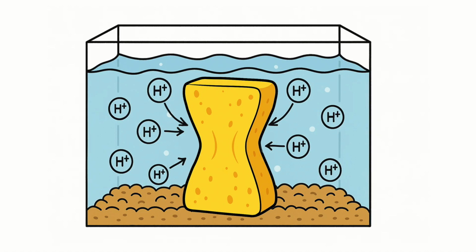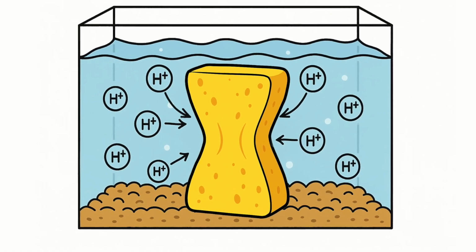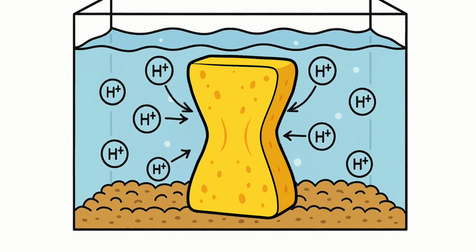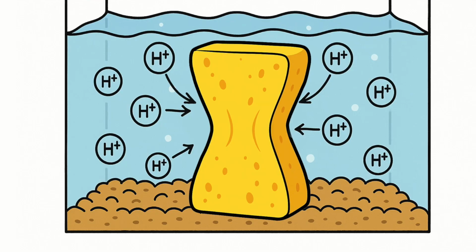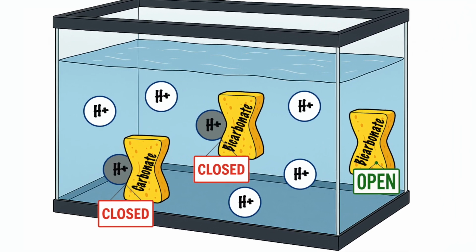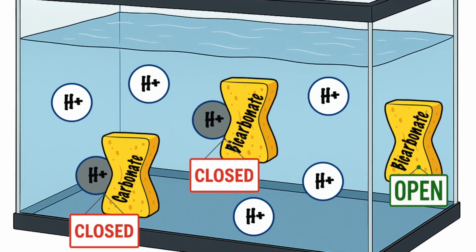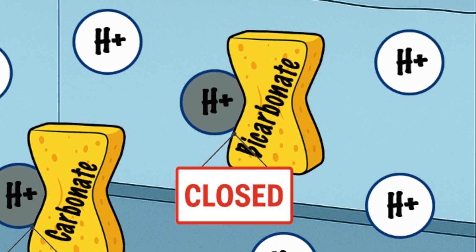These ions are like sponges for hydrogen ions. They absorb the free-floating hydrogen ions in the water and neutralize them, preventing them from increasing the water's acidity. Unfortunately, bicarbonate and carbonate ions are exhaustible resources. Once they bind with hydrogen ions, they are no longer available to help neutralize acids.